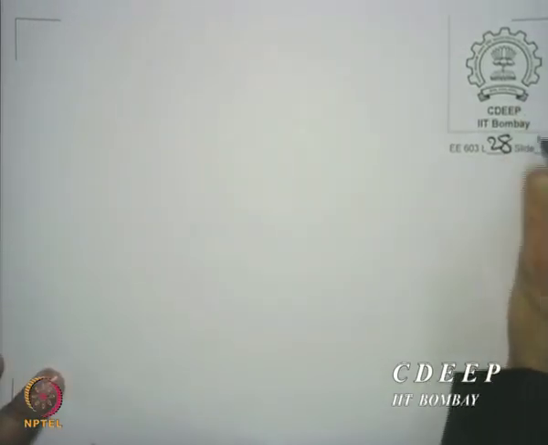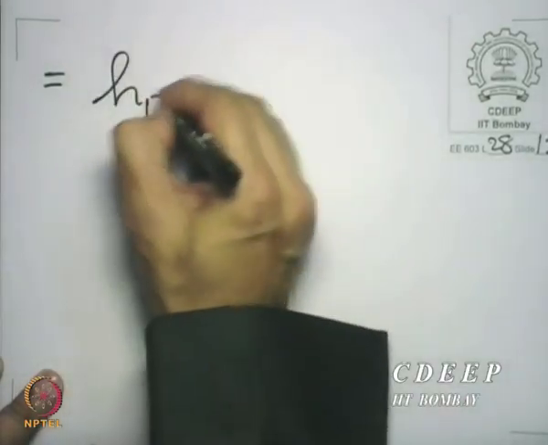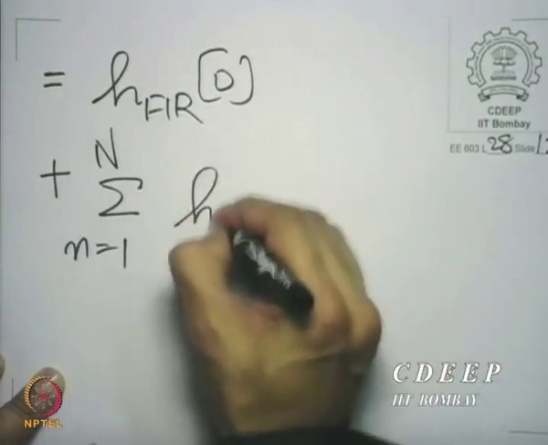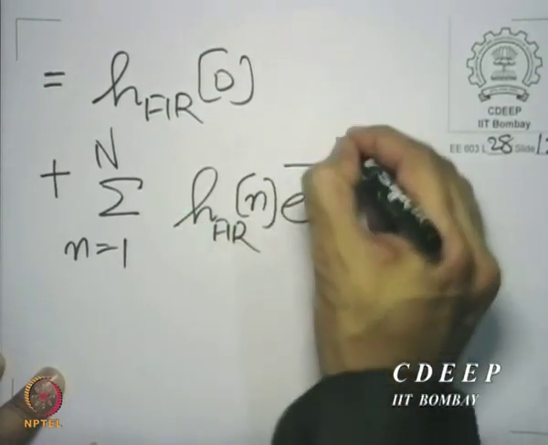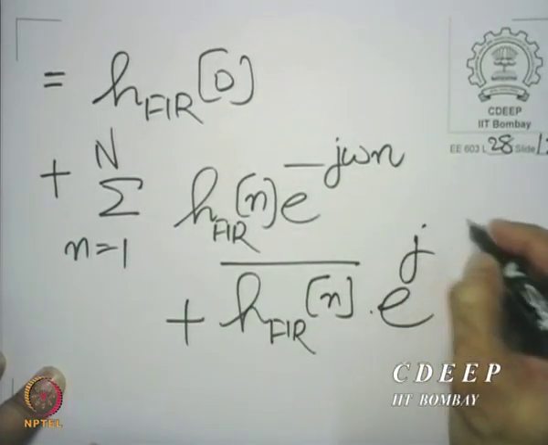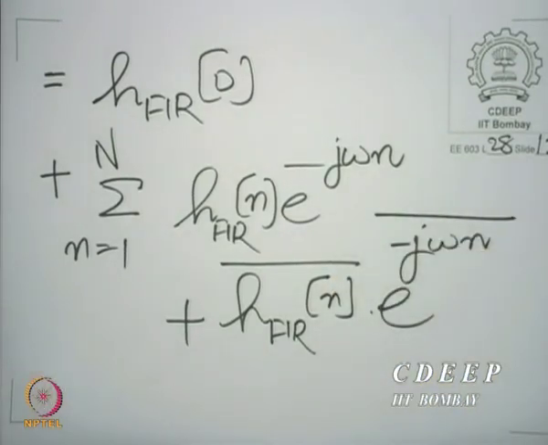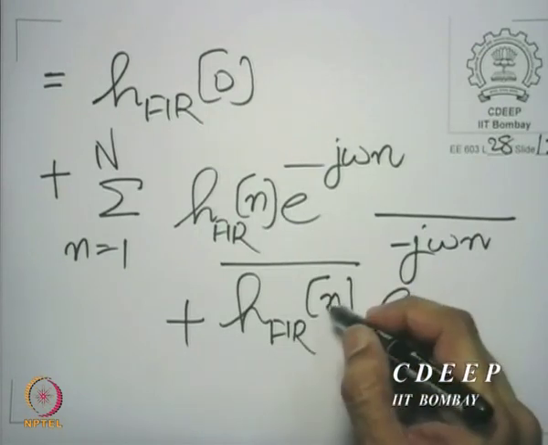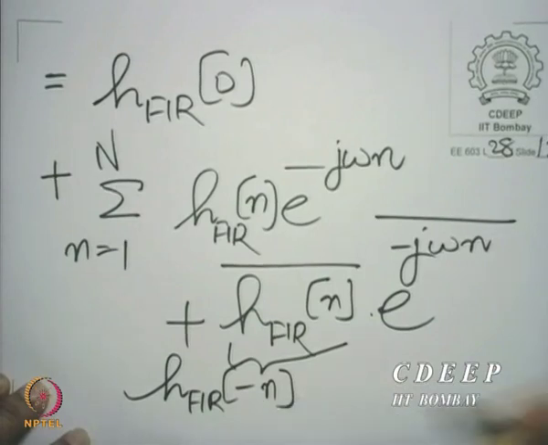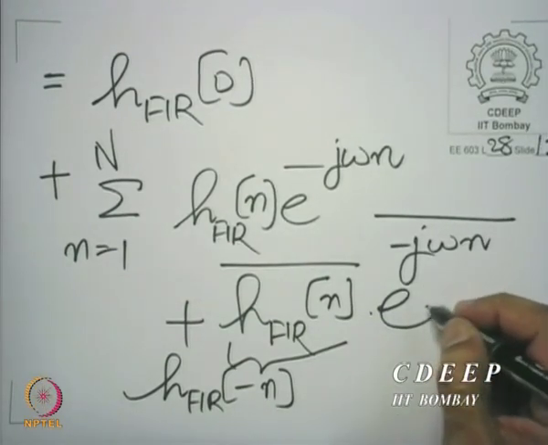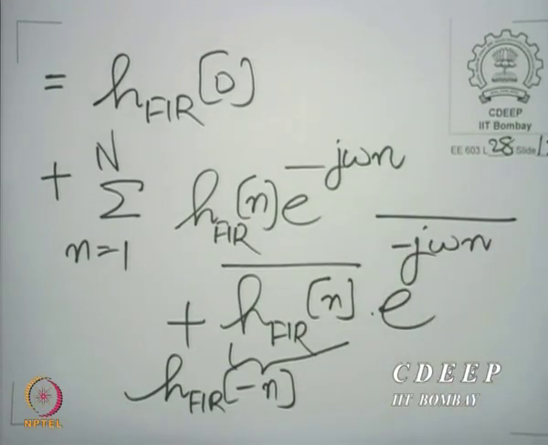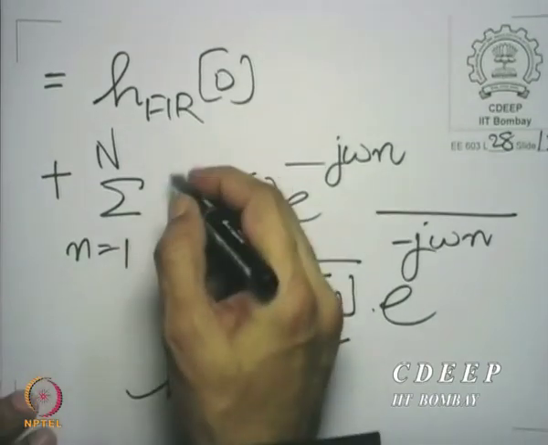And therefore, we are going to have a combination of capital N terms of the following nature. This can be combined as HFIR 0 plus summation n going from 1 to capital N, HFIR n e raised to the power minus j omega n plus HFIR n complex conjugate e raised to the power j omega n. Because HFIR minus n is HFIR n complex conjugated, and the corresponding exponential term associated with it is e raised to the power j omega n, that can be written as e raised to the power minus j omega n complex conjugated. So, we have capital N such terms here.